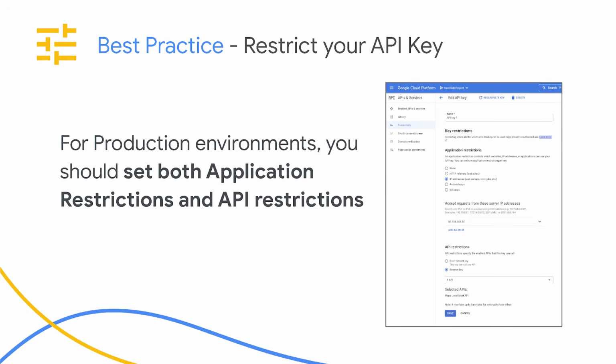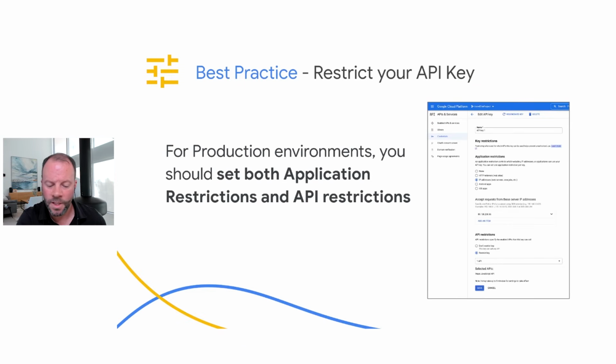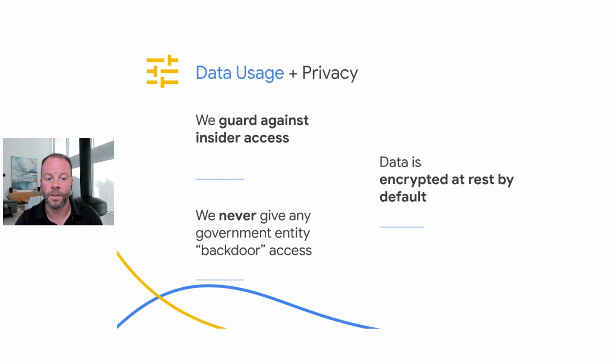Security is a shared responsibility. Google is responsible for the components that we control, but you as a customer or a partner also need to help secure your data and operate in a secure manner. So the best practice that we have is that we recommend that you restrict your API keys. So in production environments, we want you to set both the application restrictions and API restrictions. This will help protect you from fraud, and it allows you to operate our platform in the most secure way possible.